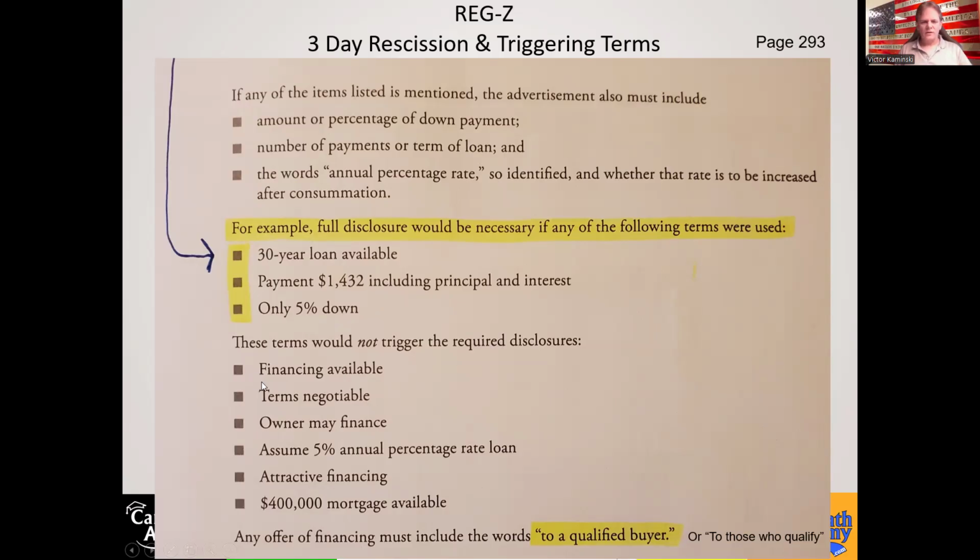If they're more broad: financing available, terms negotiable, owner may finance, assume, that means take over a 5% APR loan. You're not quoting an interest rate, you're quoting the APR, but you're telling them that it's assumable. They could just take it over. That's different than getting a loan. Okay. Attractive financing, whatever that means. And $400,000 mortgage available. Well, that's not a month. That's not a payment. That's a total. Okay. And then you need to use the words to a qualified buyer or those who qualify so that you discriminate in who sees the ad.